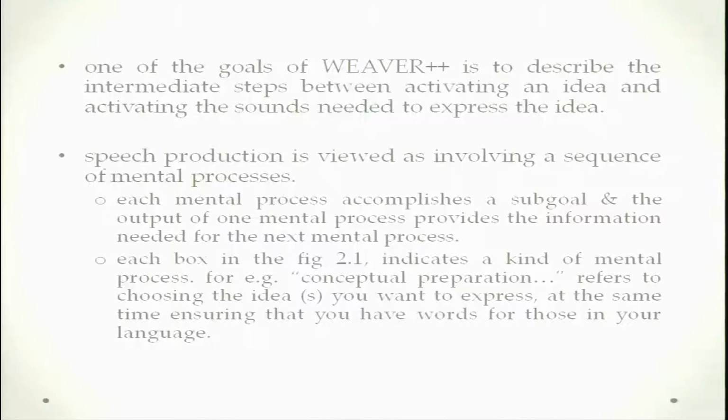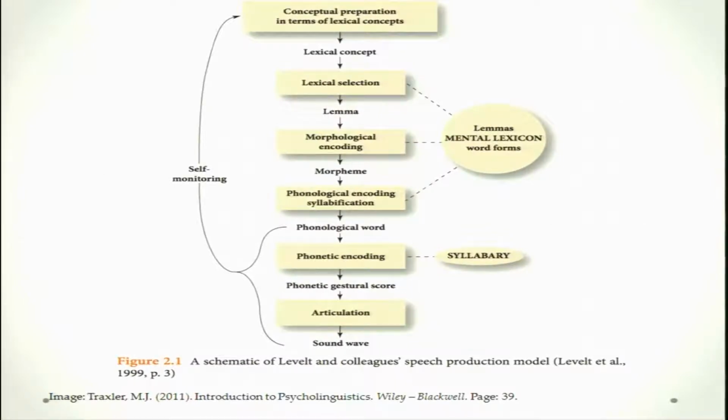Let me now detail this model a little bit so that you understand the various intricacies of these levels. So this model is the WEAVER++ model. One of the goals of this model is to describe the intermediate steps between activating an idea and activating the sounds that are needed to express the idea. That is one of the tasks. Now speech production is viewed as involving a sequence of mental processes. And what are these mental processes? Each mental process accomplishes a sub-goal, and the output of one mental process acts as an input for the other mental process. If you look at this figure again, and I'll keep coming back to this, it is a serial kind of a thing. You accomplish one step, then you go to the second step, then you go to the third step.